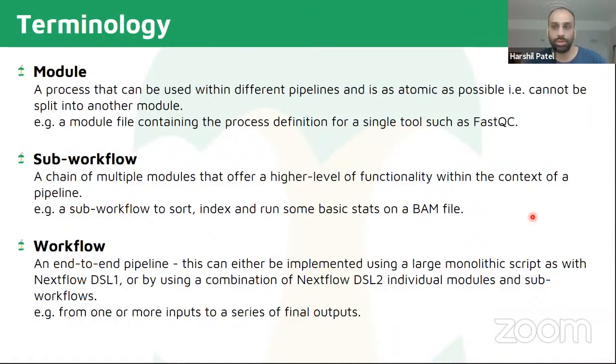You can also have sub-workflows, which are chains of modules that offer some sort of functionality within the bigger workflow. A sub-workflow would be something like sorting a BAM file, indexing it, then running some stats on it, all packaged up into one sub-workflow as a chain of tasks. In genomics especially, you would use that quite often because you would create multiple iterations of a BAM file, doing filtering and marking duplicates, and at each of those points you may want to sort, index and run some stats on it.